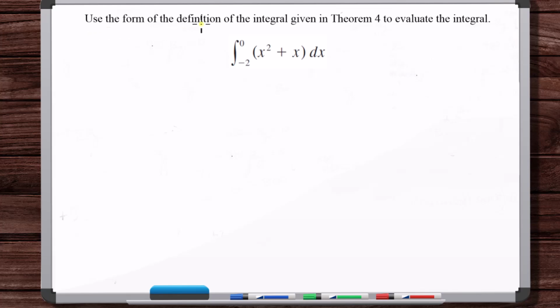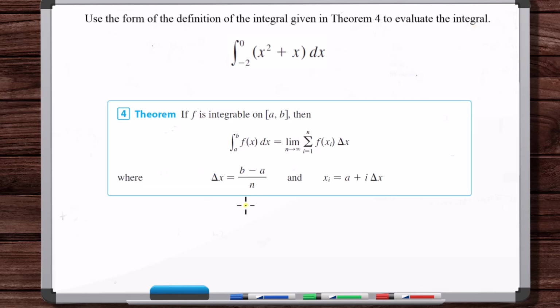Use the form of the definition of the integral given in Theorem 4 to evaluate the integral. So here's Theorem 4. This here is the definition of the definite integral. And I like this definition the best because it gives you the most intuition behind the method used to develop this. It's the limit as n goes to infinity of the Riemann sum.